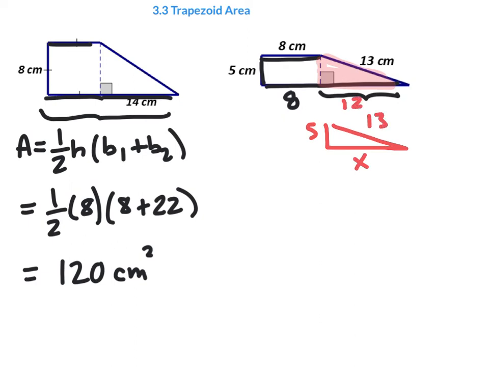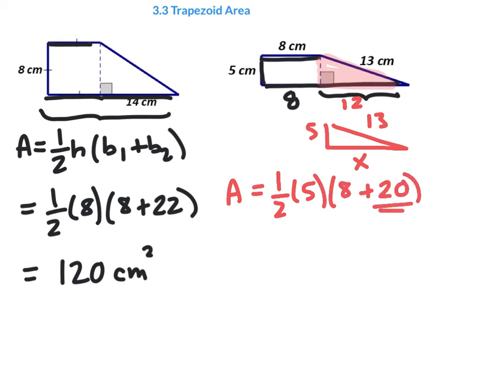You knew that. And so ultimately it is 1/2 the height, which is 5, one of the bases and the other base. Notice that's a 20 there. And all of that turns out nicely to be 70 centimeters squared. So we're starting to mix in some of the previous things we've learned.